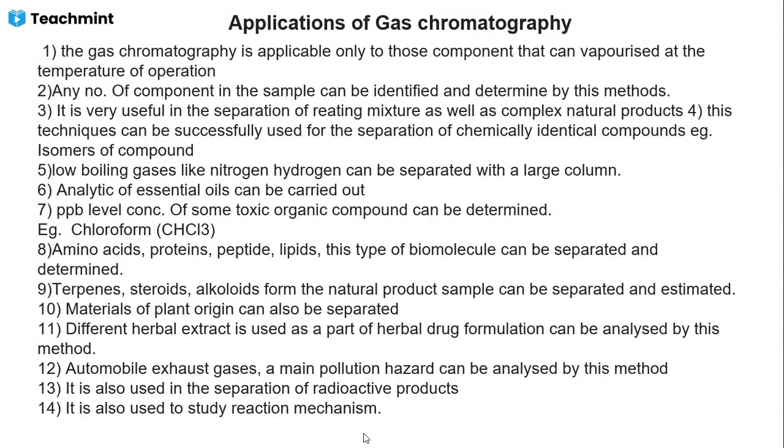Amino acids, proteins, peptides, lipids, these types of biomolecules can be separated and determined. Terpenes, steroids, alkaloids from natural product samples can be separated and estimated. Materials of plant origin can also be separated. Different herbal extracts used as part of herbal drug formulations can be analyzed by this method. Automobile exhaust gases, a main pollution hazard, can be analyzed by this method. It is also used in the separation of radioactive products, and to study reaction mechanisms. This is also an application.